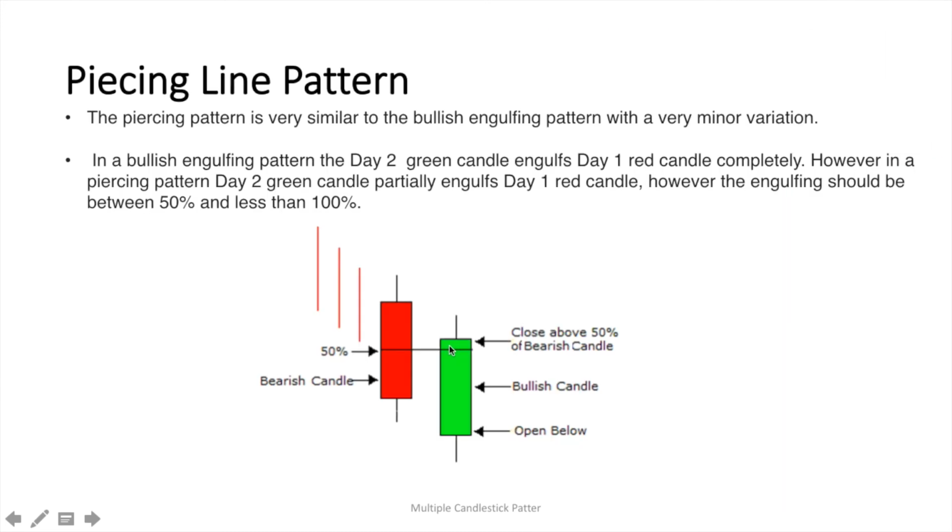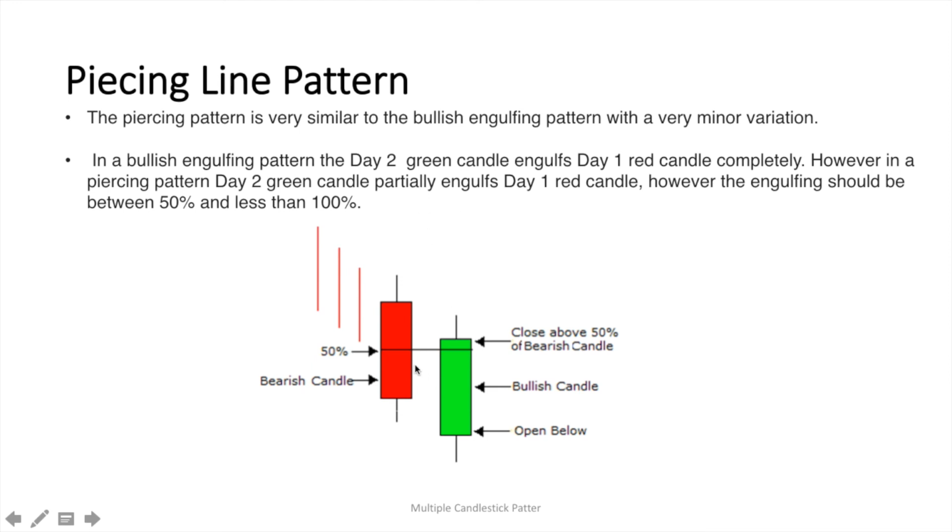Now we are going to discuss two patterns that are similar to the engulfing pattern. The first is the piercing line pattern. It is very similar to the bullish engulfing pattern with a very minor variation. In a bullish engulfing pattern, the day 2 green candle engulfs the day 1 red candle completely. However, in the piercing pattern, the day 2 green candle partially engulfs the day 1 red candle. The engulfing should be between 50% and less than 100%.